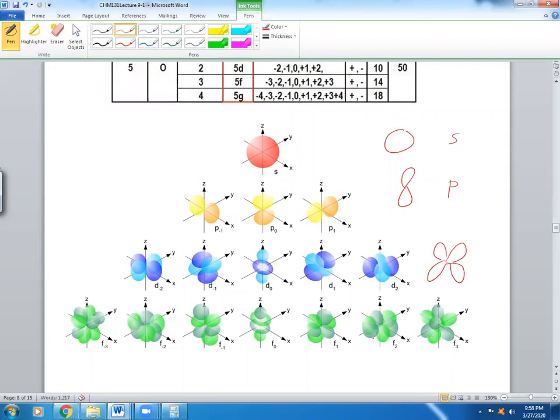F looks a little bit bizarre, so it actually has more lobes. Like this one has 2 lobes, this one has 4. If you look at F here, you can count: 1, 2, 3, 4, 5, 6, 7 lobes, right? Some of them can have a lot. But mainly know the shapes of these.